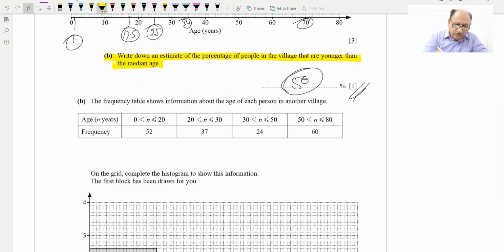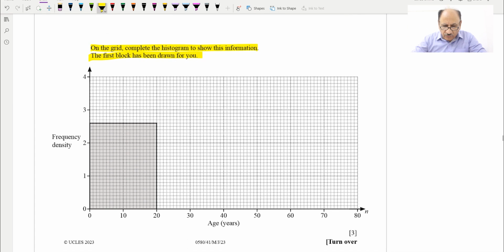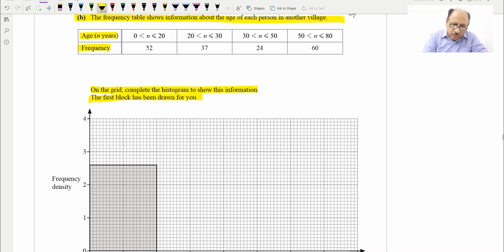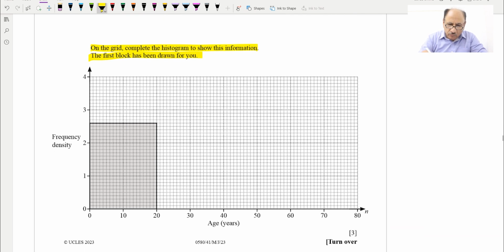Now B part says the frequency table shows information about the age of each person in another village, with age in years and frequency on the grid. Complete the histogram to show this information. The first block has been drawn for you. So the first block frequency is 52 and the class is 0 to 20. So 0 to 20, this is one class width.